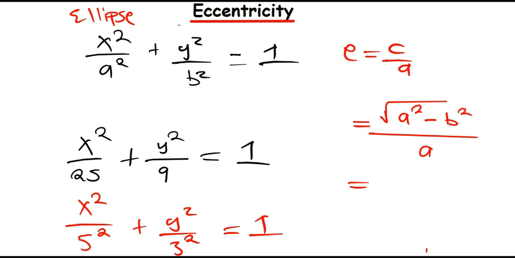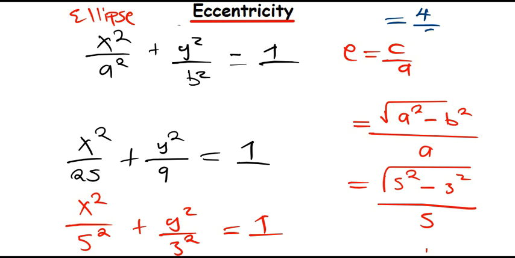Okay, so our a is 5, so 5 squared minus 3 squared over our a, which is 5. So 5 squared is 25 minus 9, that's 16. So we end up with root of 16 on top, which will give us a 4, and then we've got a 5 down there. So 4 over 5, which is less than 1. That's the eccentricity of that ellipse.